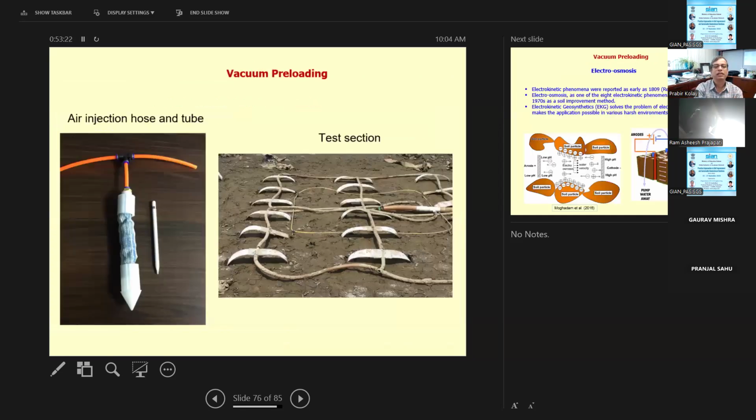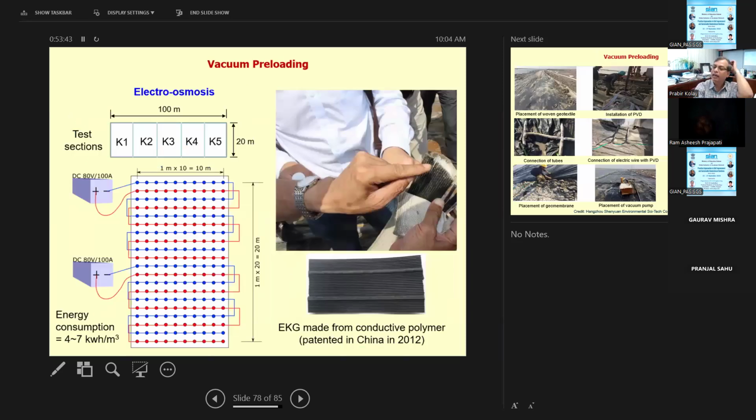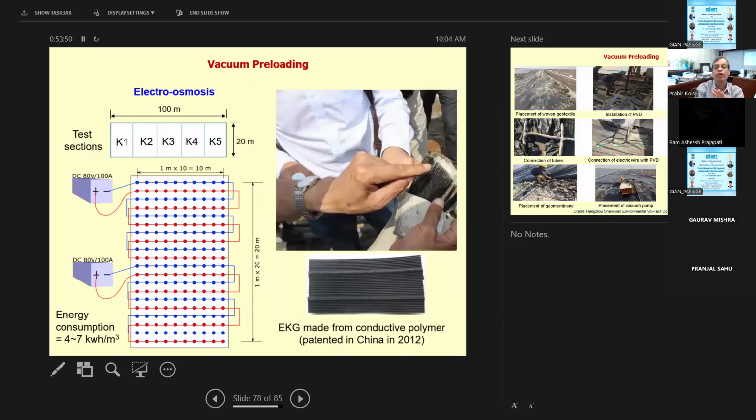This is another air injection hose, sometimes used for the test section of vacuum preloading. It's much more detailed, but I'm not going into details here. And the electroosmotic method I mentioned already, along with vacuum preloading. They also use an electric current, and you can easily calculate that. They use electroosmosis, but with the electrokinetic geosynthetic material.